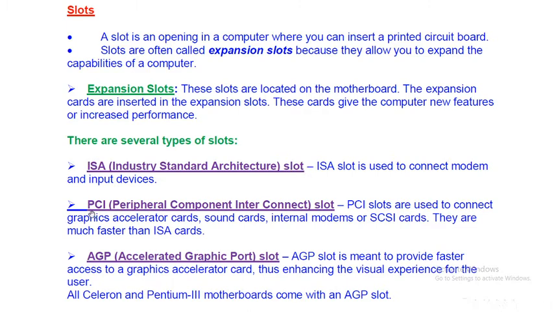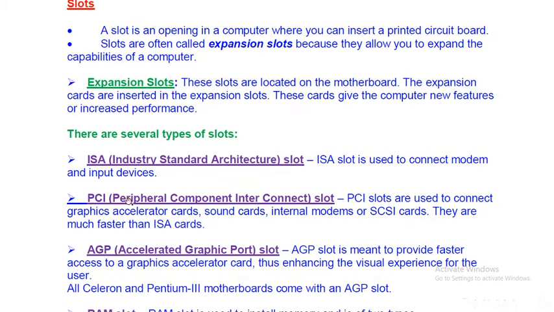The second one is PCI slots, peripheral component interconnect slots. PCI slots are used to connect graphics accelerated cards, sound cards, internal modems or SCSI cards. They are much faster than ISA slots. Compared to ISA slots, PCI slots are very powerful.